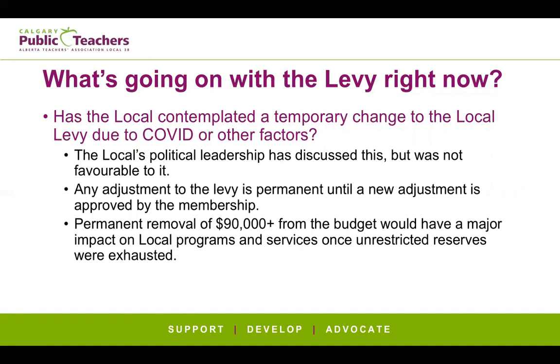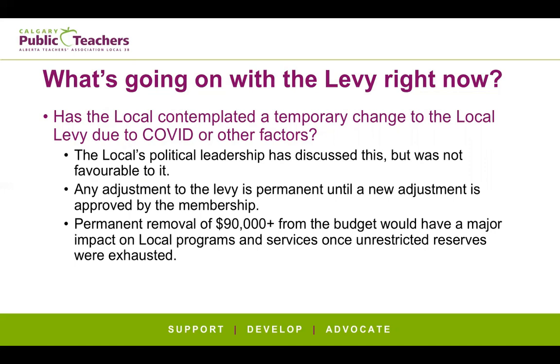So there would be no guarantee in that scenario, if it was adjusted downwards, that the membership would approve an increase in that local levy at some future stage. So that represents a bit of an operational risk to the local, given as we are fairly lean in our budgeting practices.